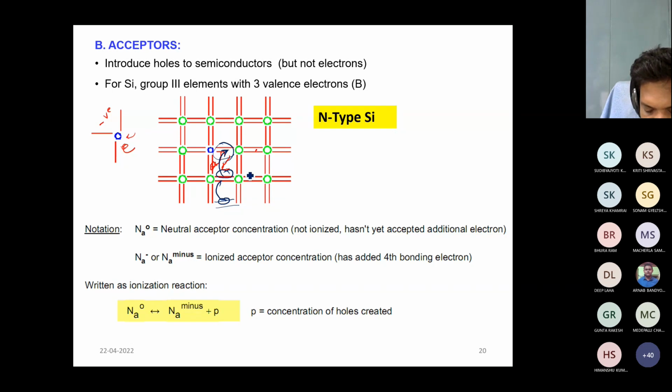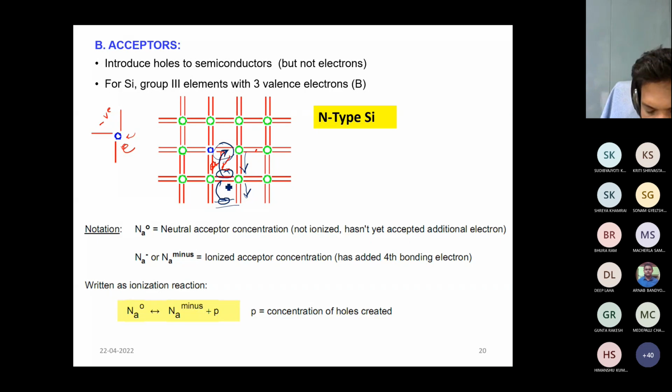Okay, now just try to understand here: due to the filling of this vacant state with the electrons, the hole positions are now moving opposite to the electron. This hole position is moving opposite to the electron.